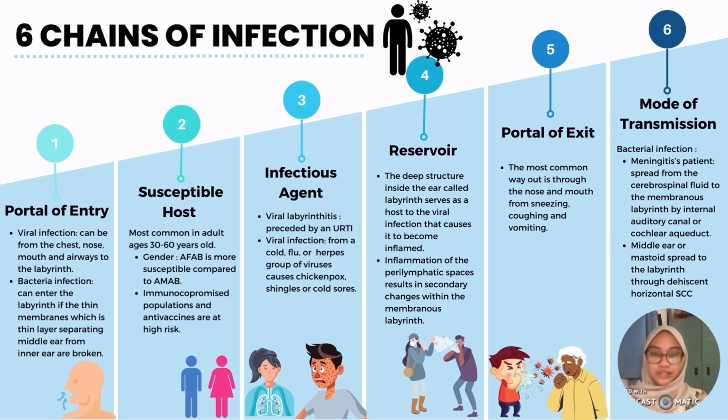The fourth chain of infection is reservoir. The reservoir is a host which allows the pathogen to live, possibly grow, and multiply. The deep structure inside the ear, called the labyrinth, serves as a host to the viral infection and becomes inflamed. Inflammation of the perilymphatic space results in secondary changes within the membranous labyrinth, the most common symptoms of which are sensorineural hearing loss and vertigo. The labyrinth can also be involved by congenital infection such as cytomegalovirus, rubella, and syphilis.